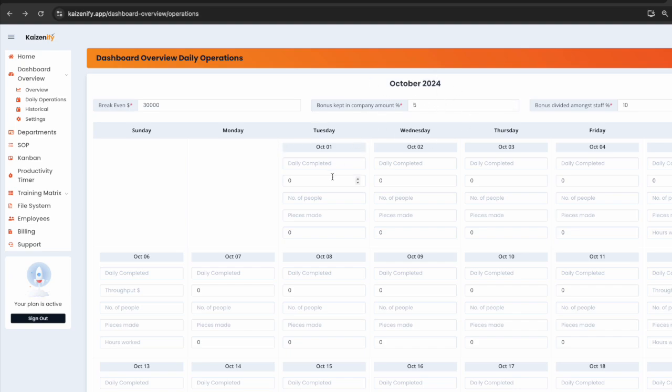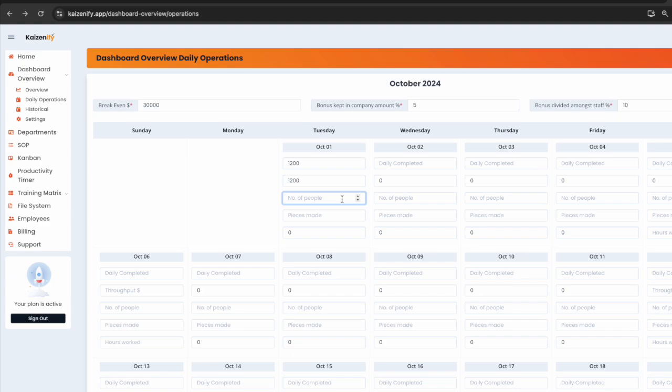So I'm going back into October. I'm going to enter in this daily completed. This is my throughput dollars for the day. So I'm going to start entering in some test data, and then I'll explain it as I go along, and then I'll speed up the video.